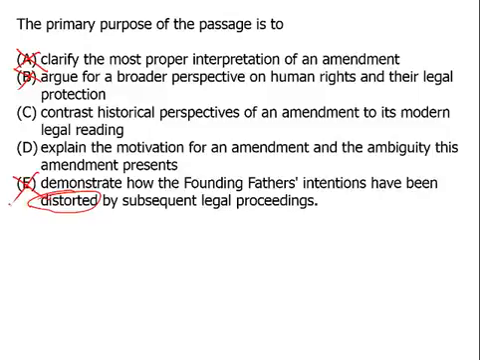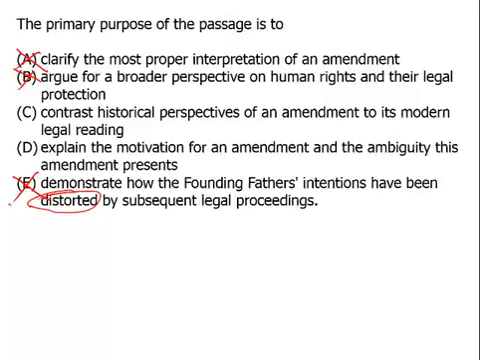So how do we compare C and D? Well, what's going on? So C, contrast historical perspective to its modern legal reading. Well, the thing that's funny about this is it does tell us a little bit of history, but the big contrast in this passage is not about this is why it was right historically and this is how modern people read it. It's not about historical versus modern. The big contrast is about traditionalist versus liberal, and both of those are modern. So it mentions the historical just to give us a little background, but then the big contrast is between how do modern traditionalists interpret it and how do modern liberals interpret it.